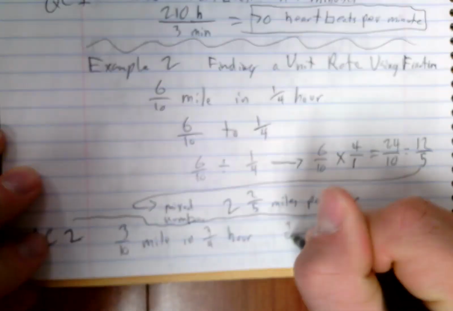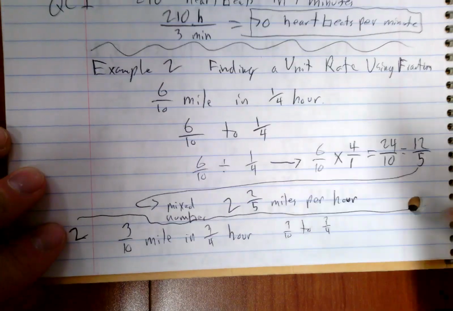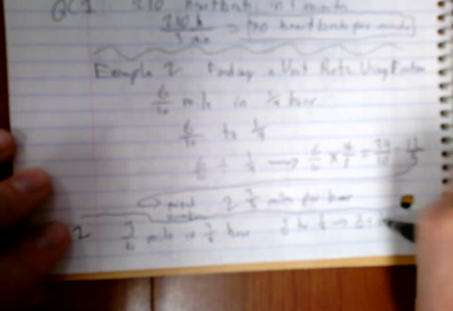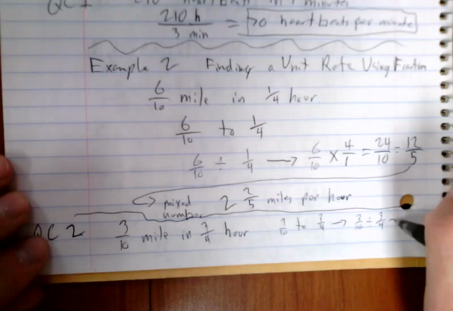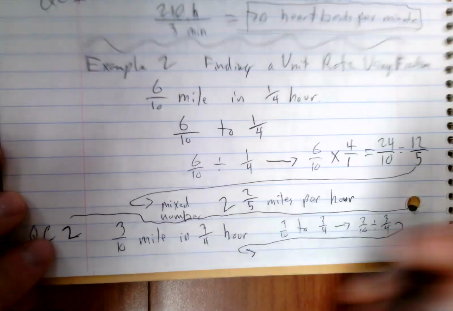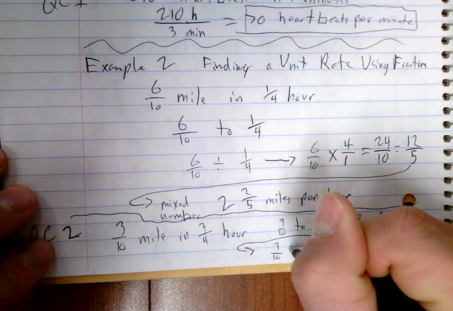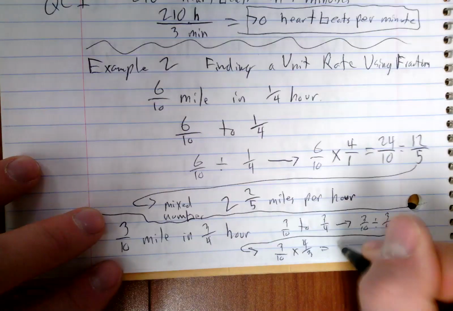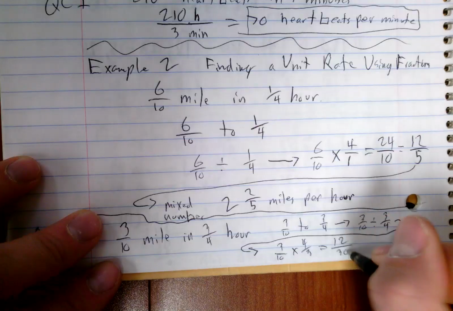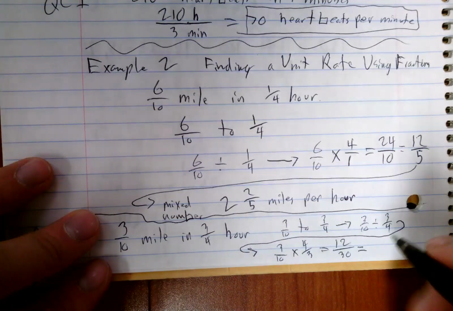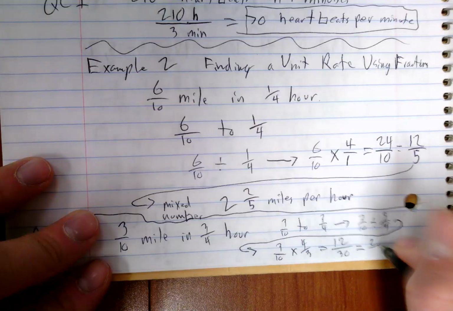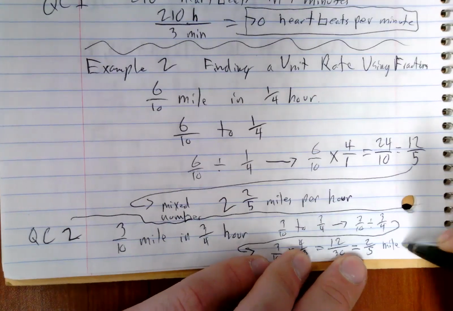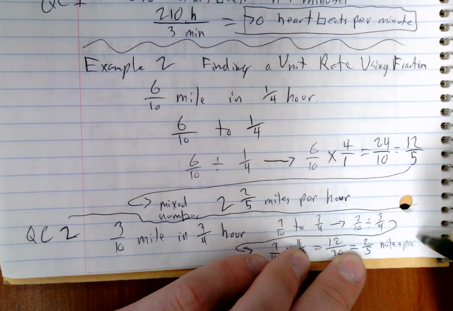So 3/10 to 3/4, which is the same as 3/10 divided by 3/4, which we can rewrite as 3/10 times 4/3. If we multiply, we get 12/30, which simplifies, if we take a 6 out of both, to 2/5. And our final answer is 2/5 miles per hour.